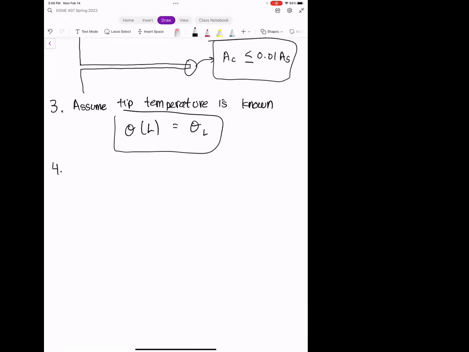All right, and number 4, which is the one we're going to be using most often, is we're going to assume that the fin is very long. Of course, here very long is again a subjective thing, but there's a physical reason why we do this. By assuming that the fin is very long, we're eventually going to reach a state such that the tip of the fin is in thermal equilibrium with the fluid.